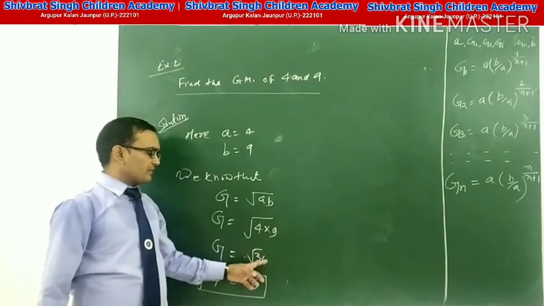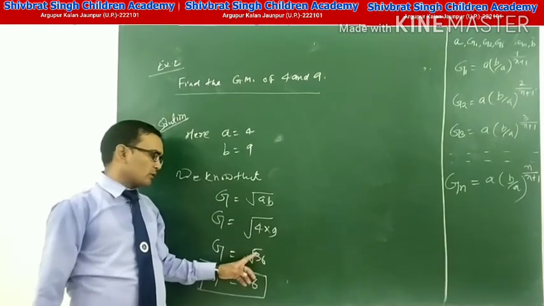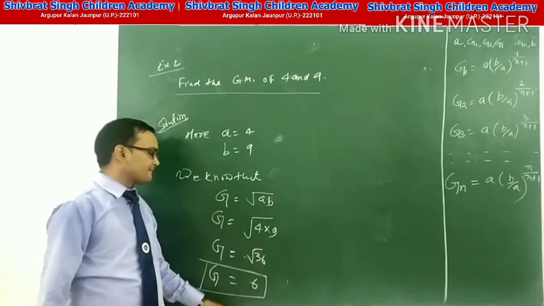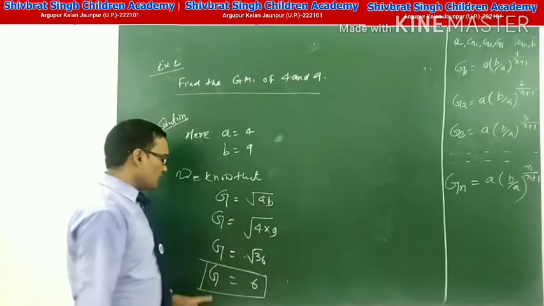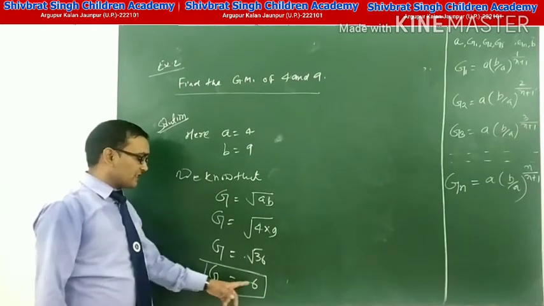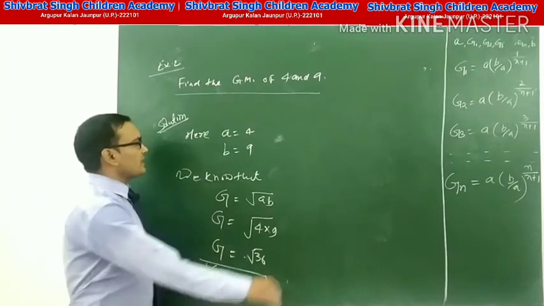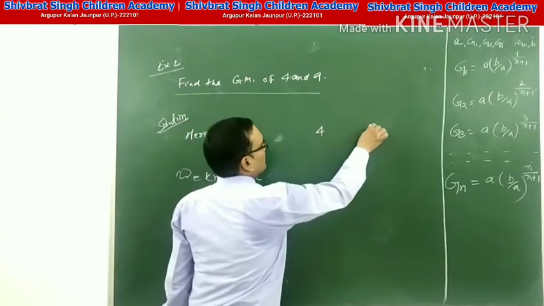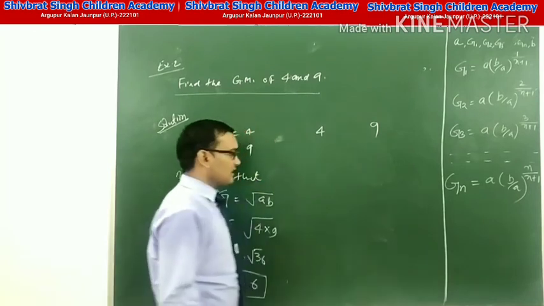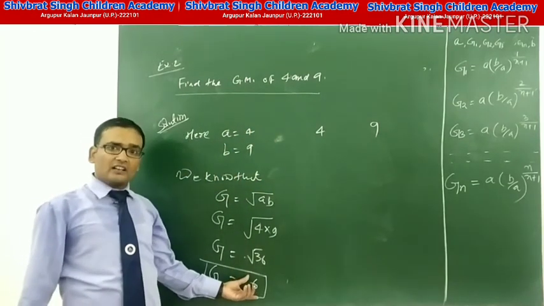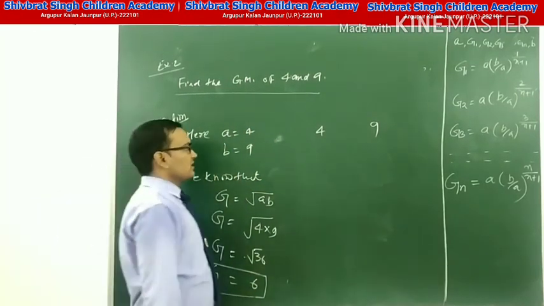This does not give the value plus or minus 6. It only gives the value plus 6. Here our geometric mean is 6. Check: the geometric mean of 4 and 9 is 6. Is this correct or incorrect?